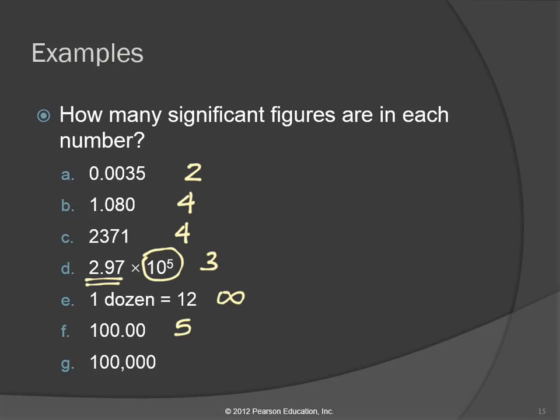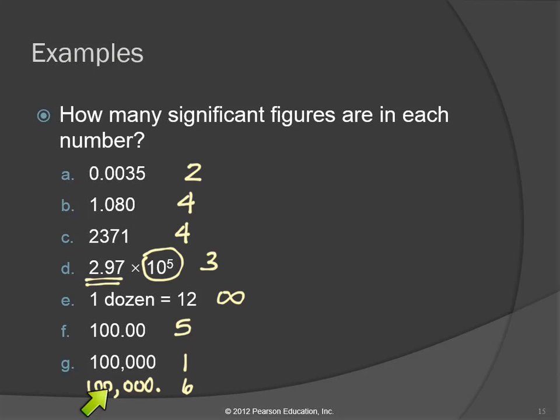How about 100,000? 1. There's trailing zeros. There's no written decimal point. So that has 1 sig fig. Now, if I wrote this 100,000 and put a decimal point there, then how many does it have? 6.